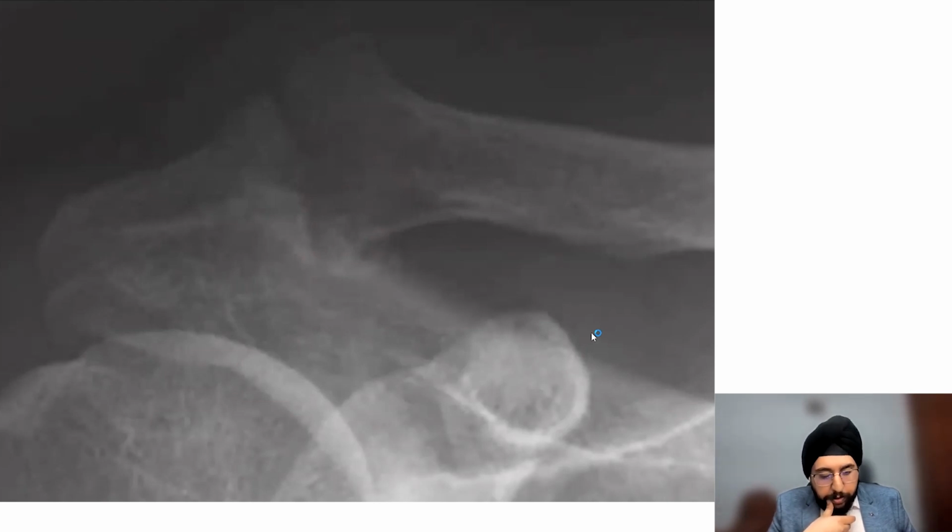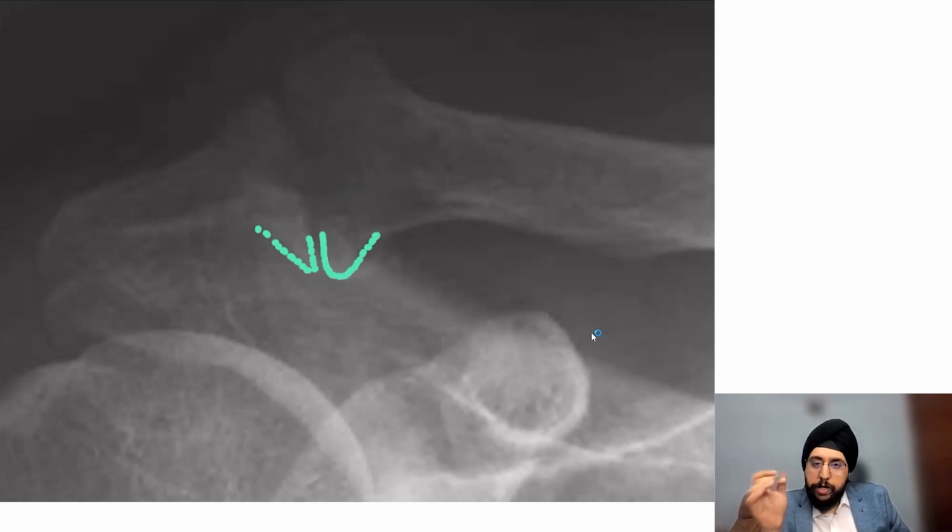If you look carefully, you can see these spurs. You just have to add one line in your report. So you see AC joint arthropathy with medial sided undersurface acromion as well as distal end clavicular spurs compromising the acromio-humeral interval space. Okay.